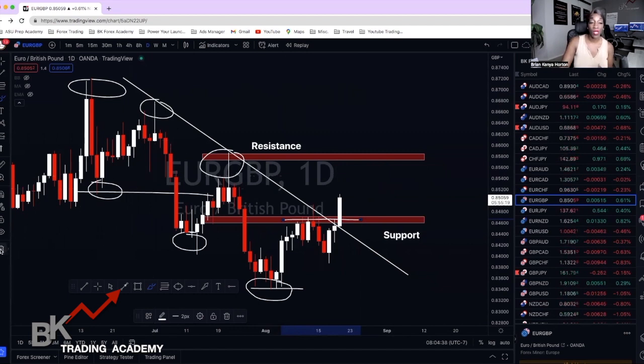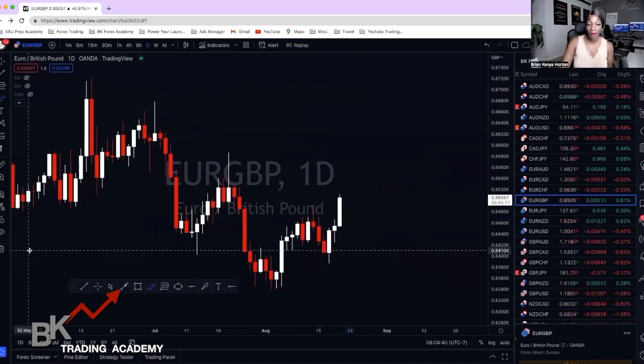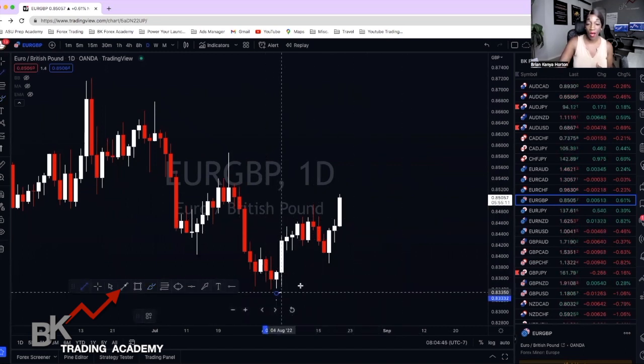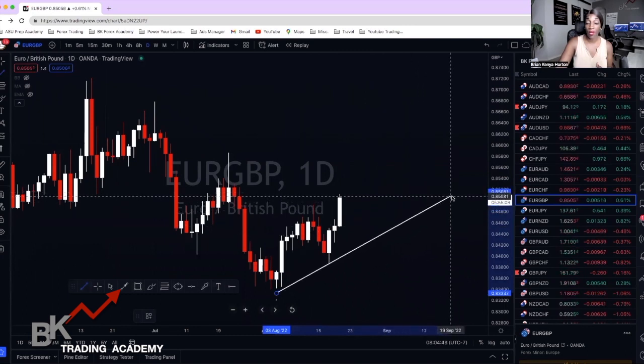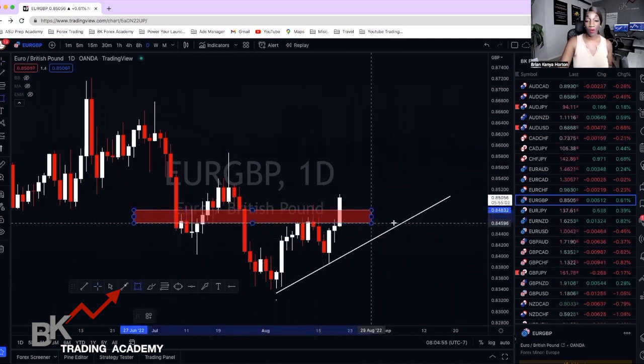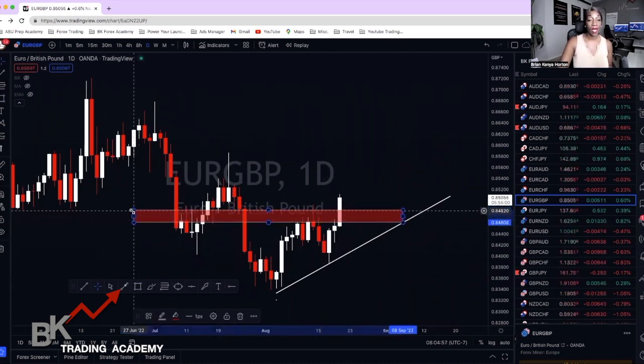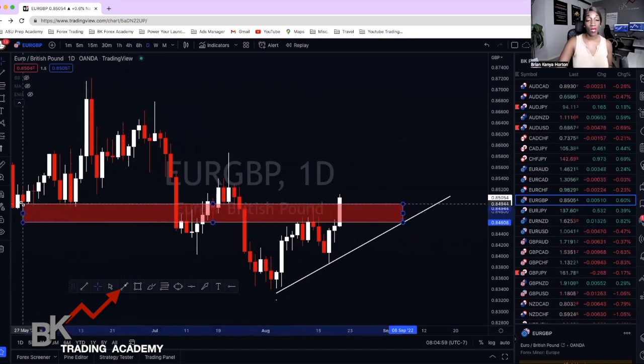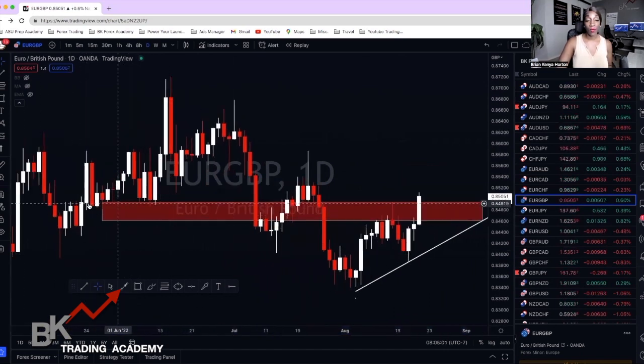So now that we're switching our bias, we are transitioning from a downtrend to an uptrend. So we're going to grab our trend line. We are going to just draw our trend out here. So we have two lows that are connecting to our trend line so far. We see that price has broken a previous structure, so we are going to highlight that. You can see that that previous resistance was also previous support as well in this area here.